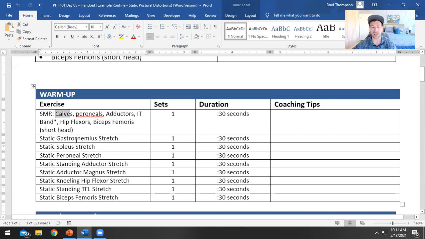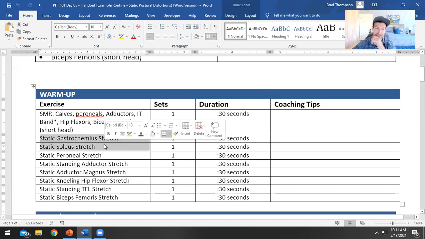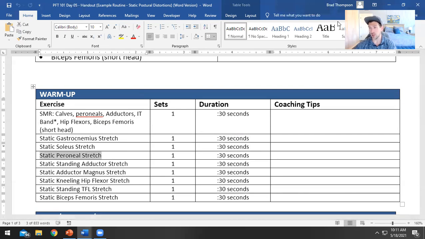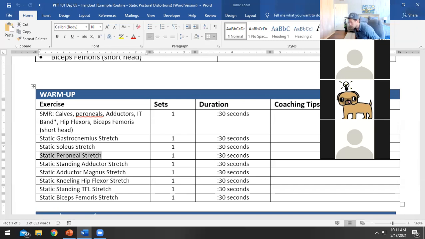I have foam rolled the calves, therefore I'm going to static stretch the calves, that's my gastrocnemius and my soleus. I foam rolled my peroneals, so I'm going to do a peroneal stretch. For the record, like I said, your peroneals live on the side of your shin. They're right here. What they do is evert the foot.